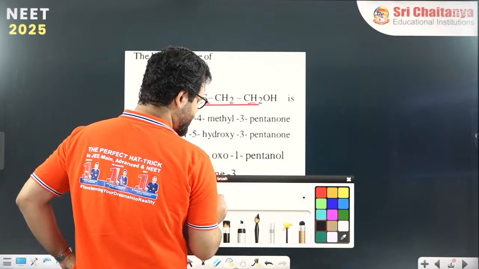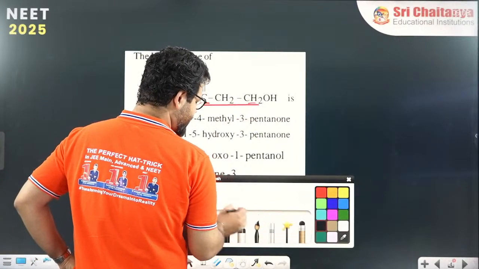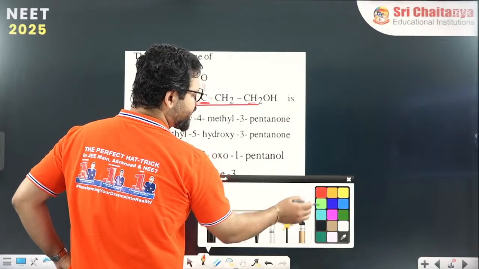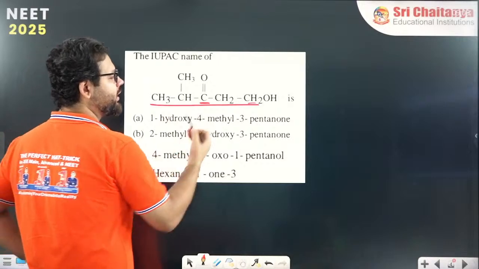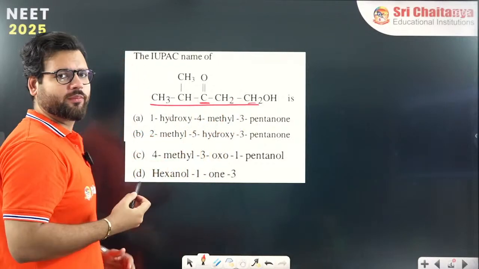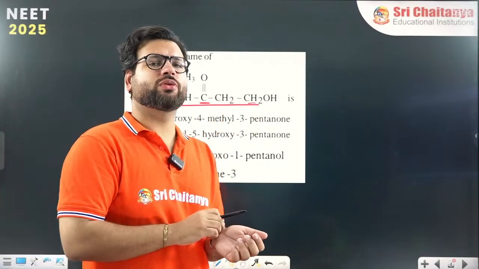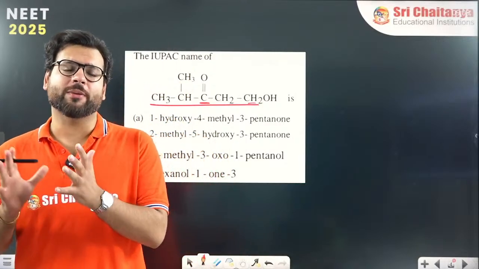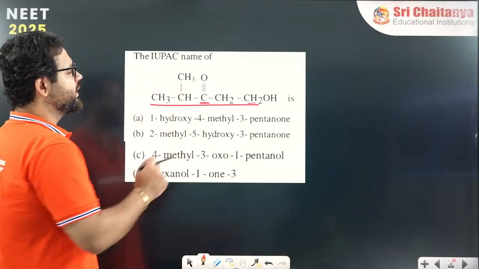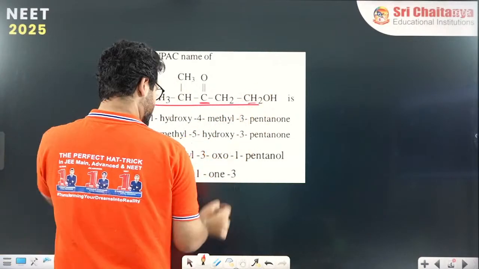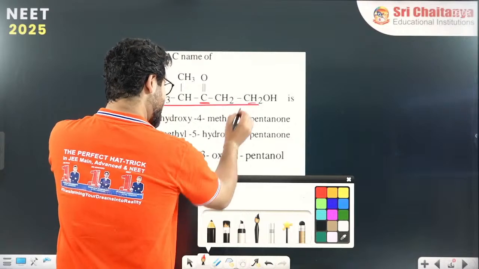Numbering must start in such a way that our functional group carbonyl should get the lowest number. From here 1, 2, 3 it is getting 3. From here 1, 2, 3 it is getting 3. Both sides are getting the same number. So we should start from where the substituent comes early. From here the substituent is coming on the second number. Here the substituent is coming on the very first number only. So I'll start numbering from the right hand side.